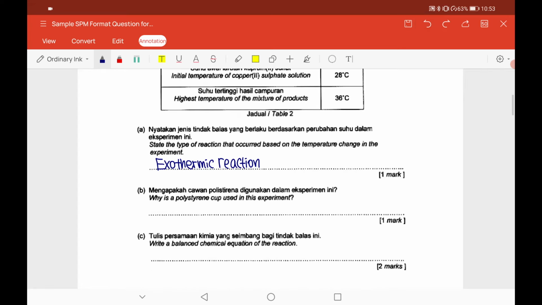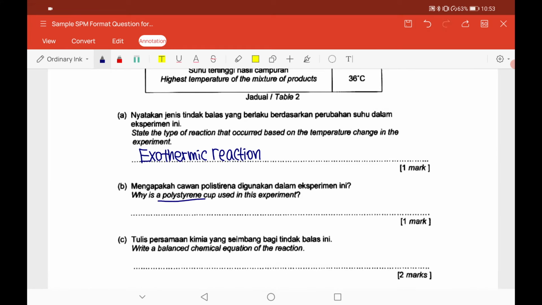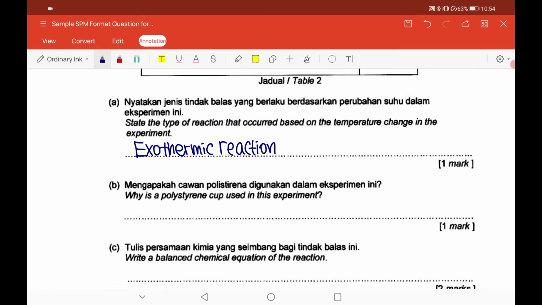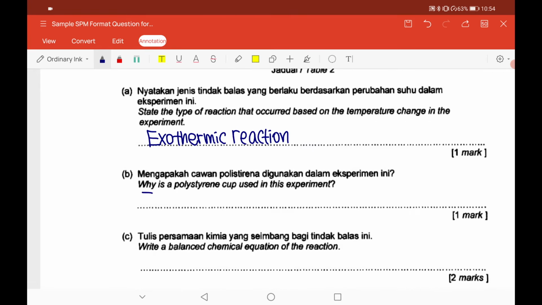Next one, why do they use the polystyrene cup in this experiment? So I said just now, why we use a polystyrene cup? The polystyrene cup is used to reduce. You can use the word reduce. If you don't want to use the word reduce, you can also use the word minimize.